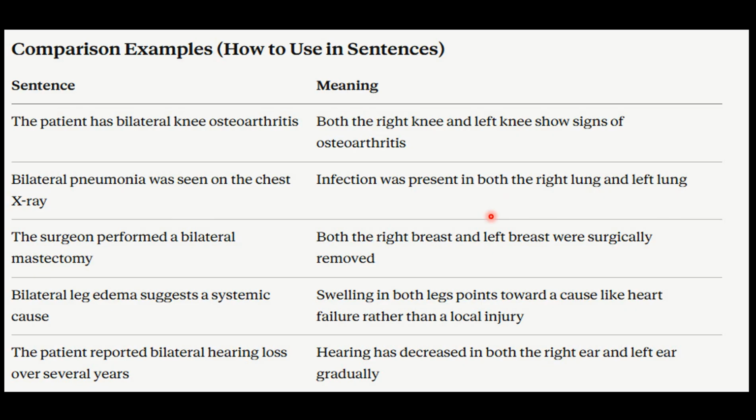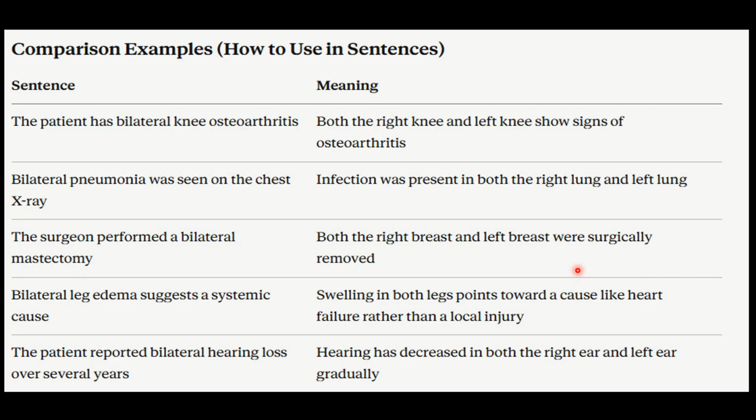The next example is the surgeon performed a bilateral mastectomy. Both the right breast and the left breast were surgically removed. In that case we can say it is a bilateral surgical operation. Why bilateral? Because both sides have been impacted through that mastectomy. Clear?